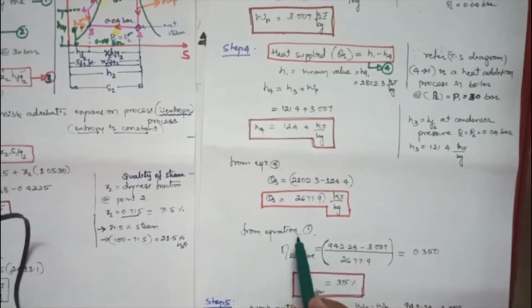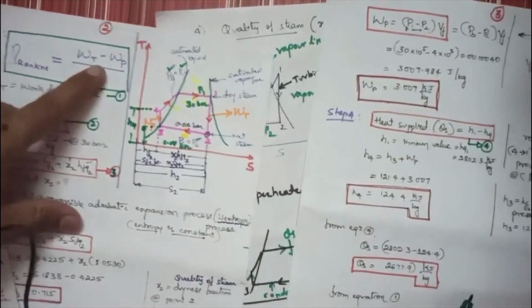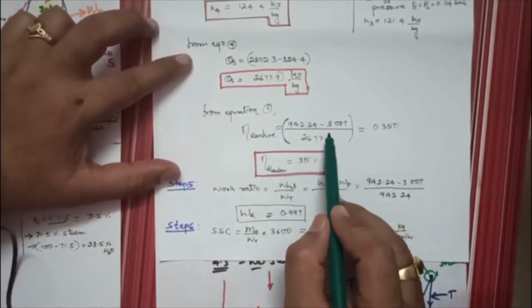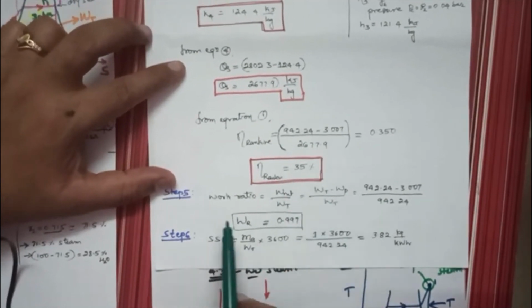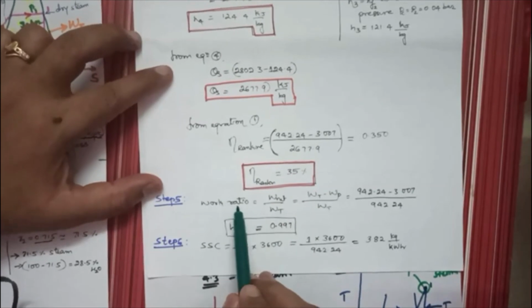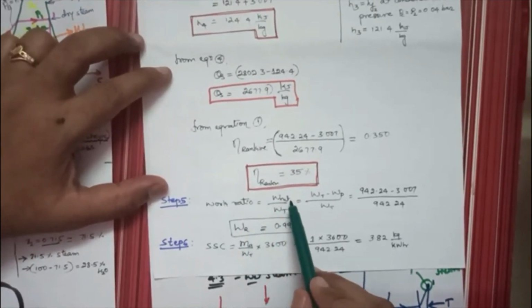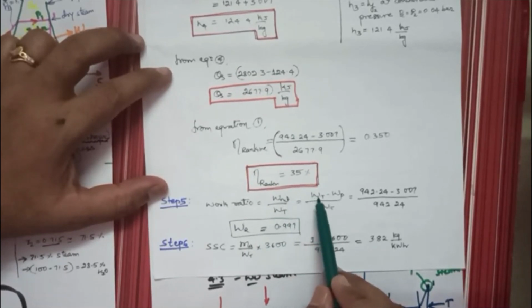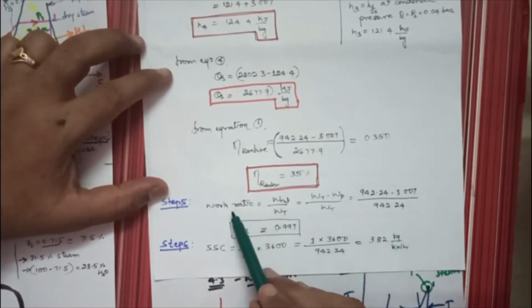So from equation number 1, the major equation, efficiency of the Rankine cycle. So take the efficiency of the Rankine cycle equation, substitute all the necessary parameters and calculate, you will get 35% efficiency. Okay. So second, he has asked work ratio also. So in the list of formula I have written work ratio is equal to net work done divided by work done by the turbine. Net work done is WT minus WP and work done by the turbine is WT. Substitute all three values, you will get work ratio.